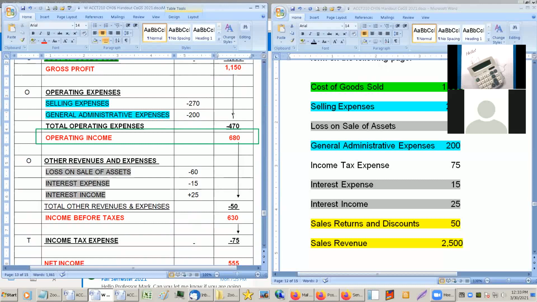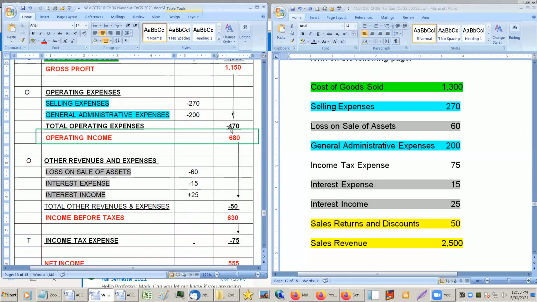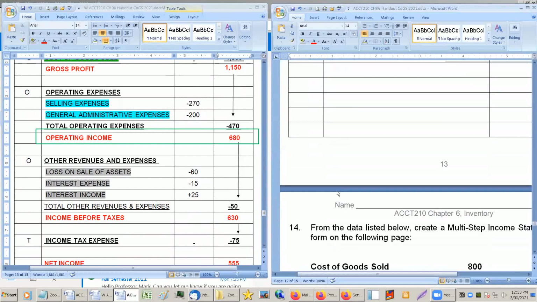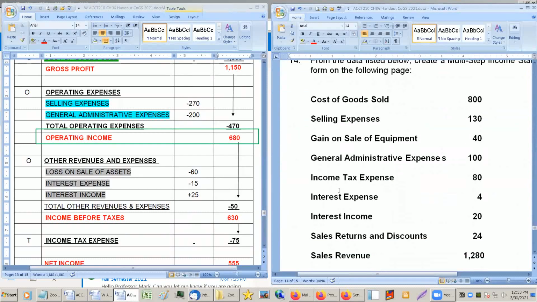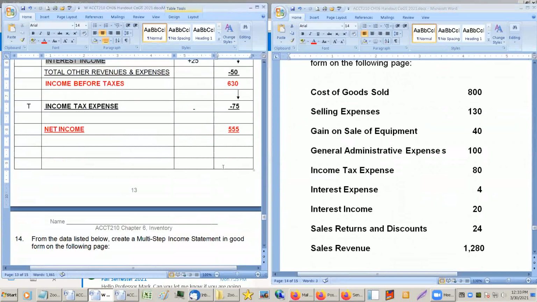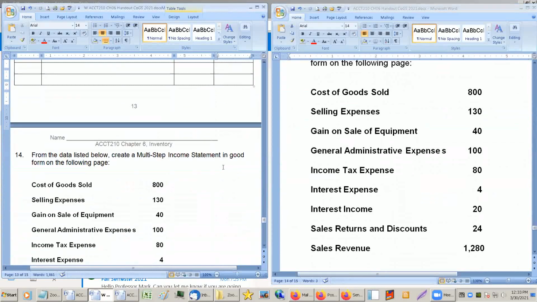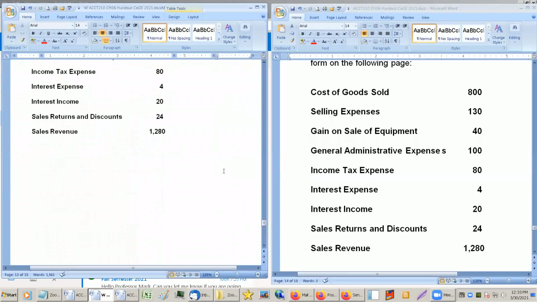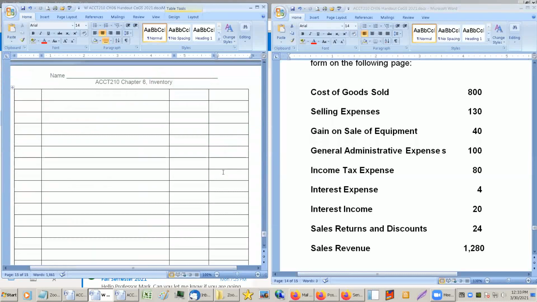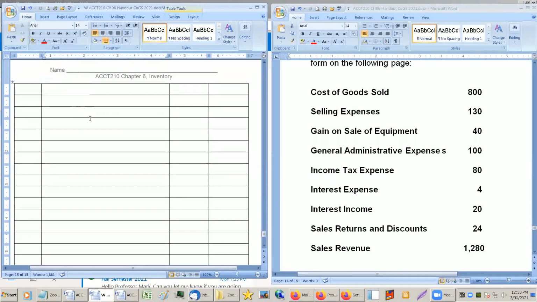Question on that? Okay. Let's go ahead and do the other one. Same one. Okay. So page 15.